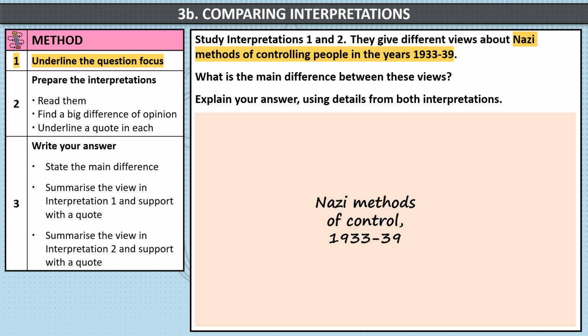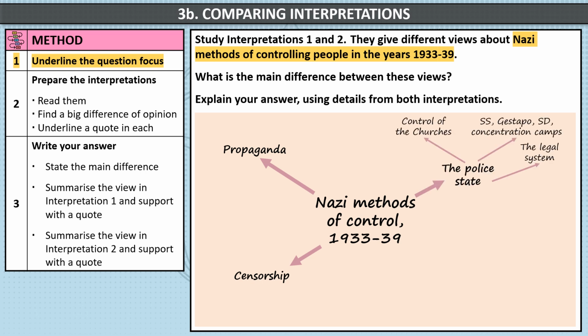Now, I'm already thinking about what I know about that topic. I know the Nazis controlled people with censorship, banning information which they did not want the public to have. They also used propaganda to influence the public with Nazi ideas. They developed an extensive police state to arrest opposition and terrorise the population. Another way of controlling people was through pressuring them to join Nazi organisations for workers, women and young people.